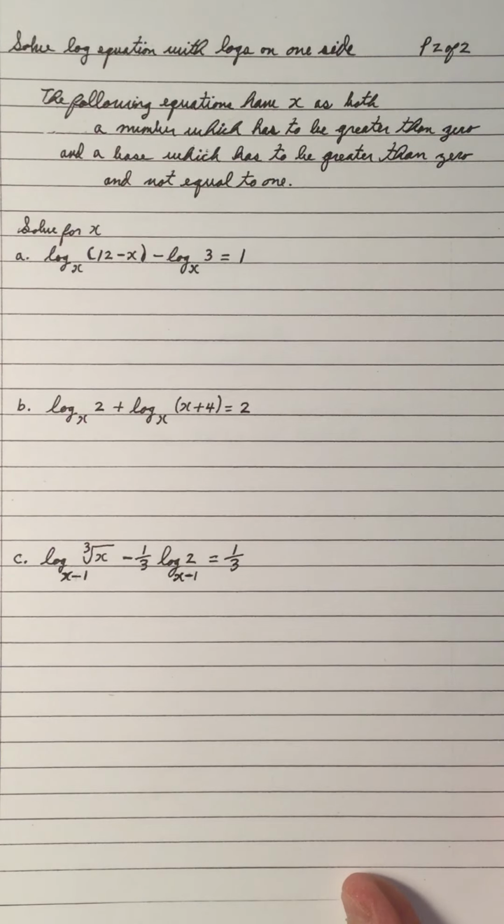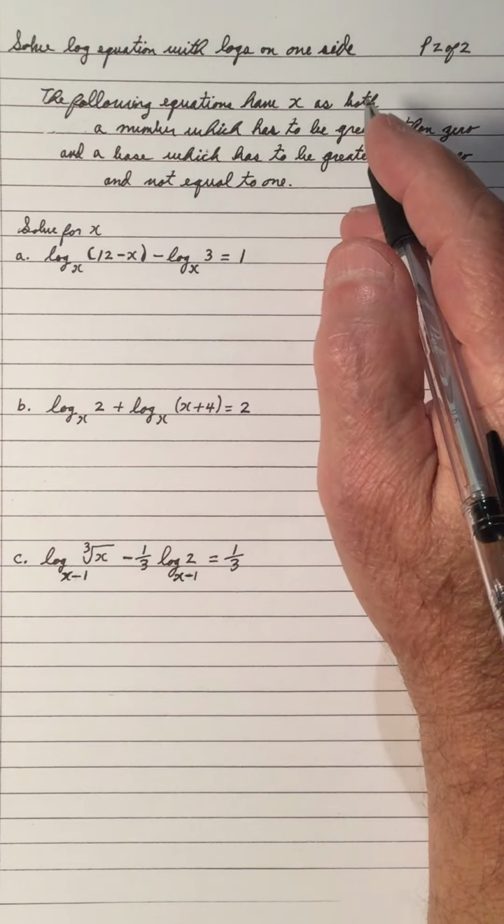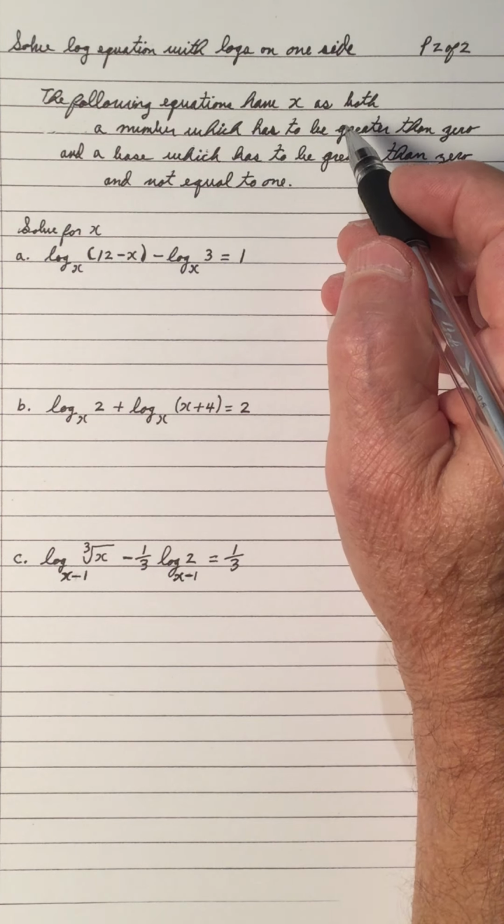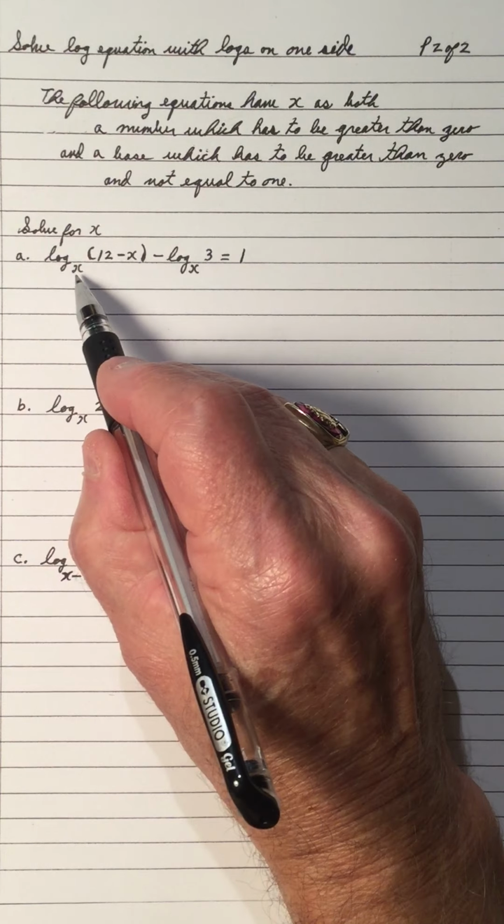In the previous two videos, the first one had x as a number, where the number had to be greater than 0. The second video was on where x was in the base, where the base had to be greater than 0, not 1. So this video is going to be where x is in both positions, where x is in the number and x is in the base.